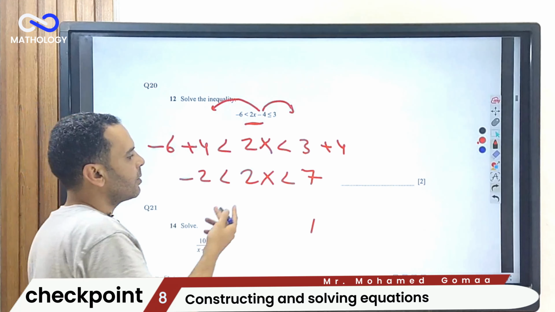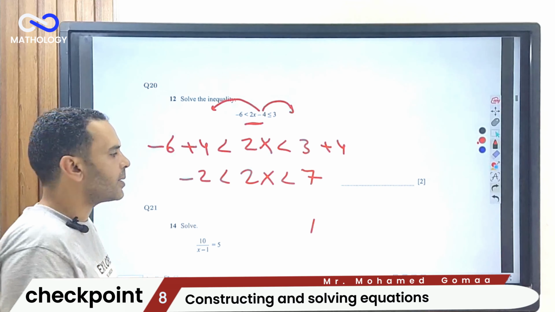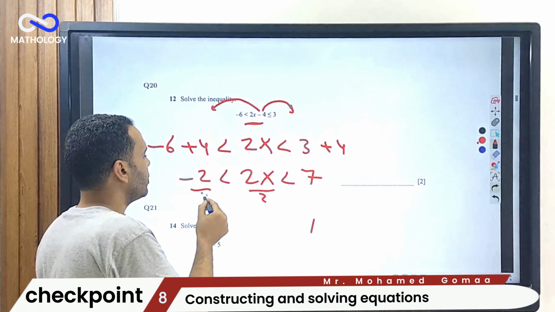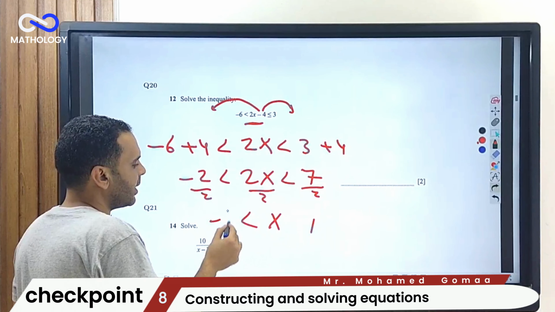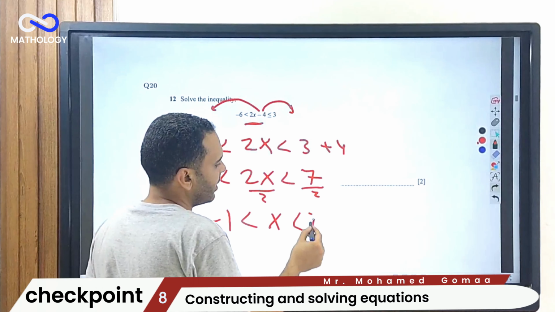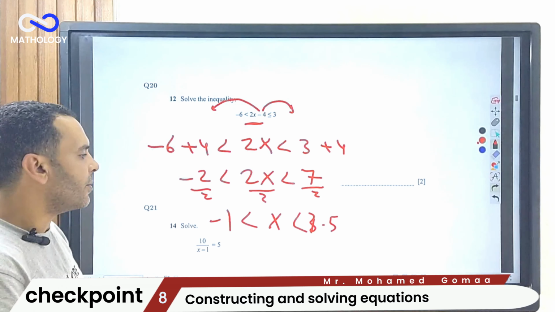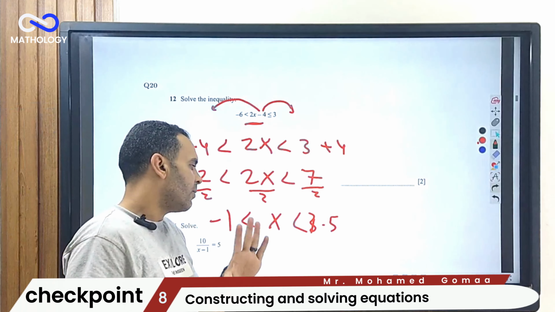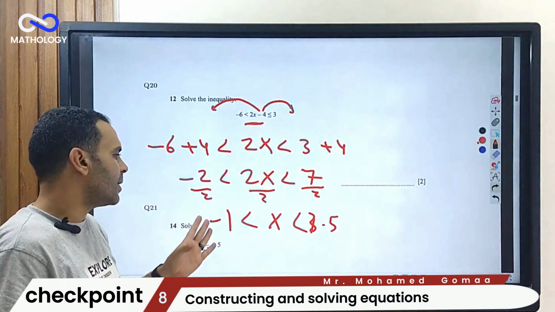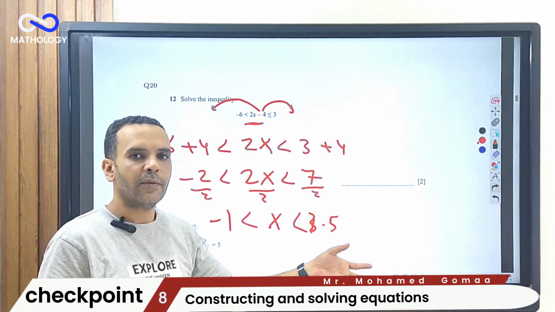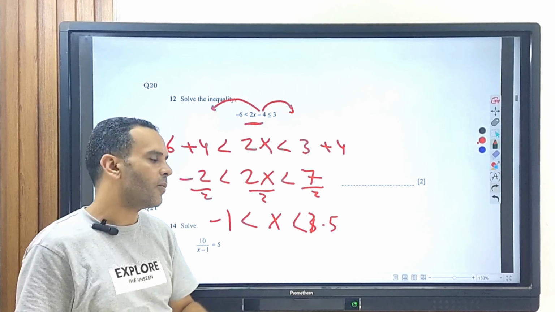To get x, here we have 2x, but we solve for x, just 1x. Divide by 2, divide by 2, divide by 2. So x will be greater than -1 and smaller than 3.5. Any number between -1 and 3.5. Note that, and don't forget, we have no equal signs. So we can't take -1 or 3.5. We take numbers between them, between -1 and 3.5.